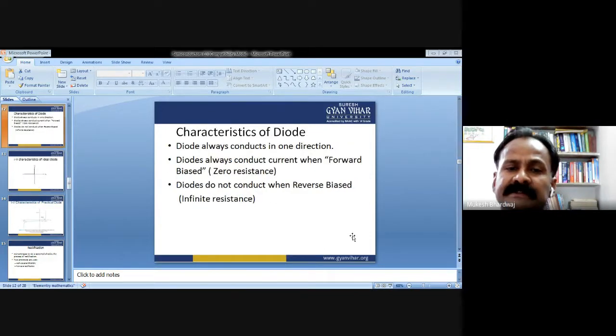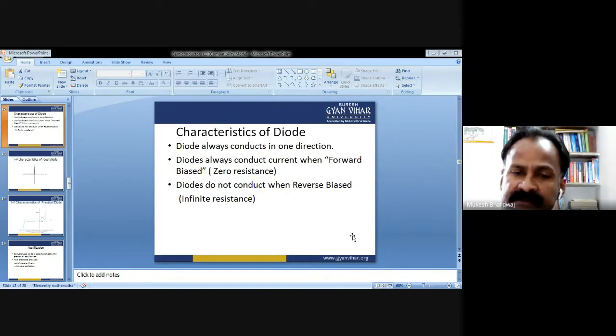Characteristics of the diode: a diode always conducts in one direction. Diodes conduct current when forward biased, that is, they offer almost zero resistance. Diodes do not conduct when reverse biased, that is, they offer almost infinite resistance.